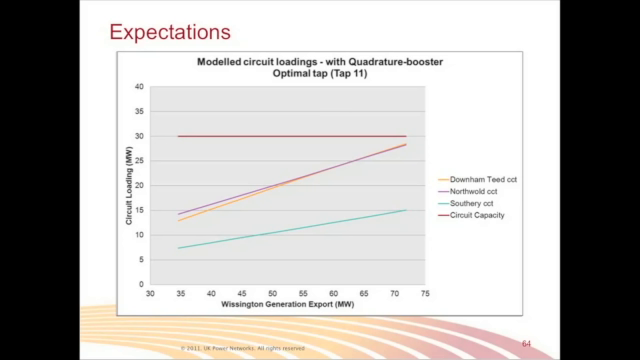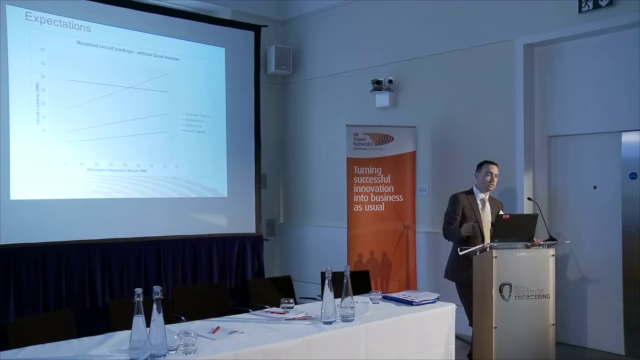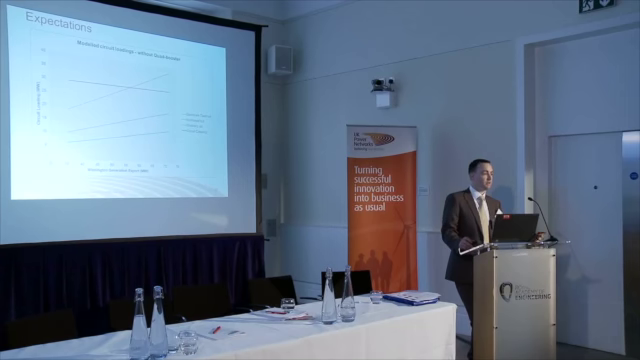Obviously you've seen this quite a few times today. This is the circuit loadings on the 3 lines without the quad booster installed. And again, just to confirm, the Downham Market circuit reaches its firm capacity of 30 megawatts, or 30 MVA, when the export is around 54 megawatts. You can see again that the Norfolk circuit is significantly lower than its rating.